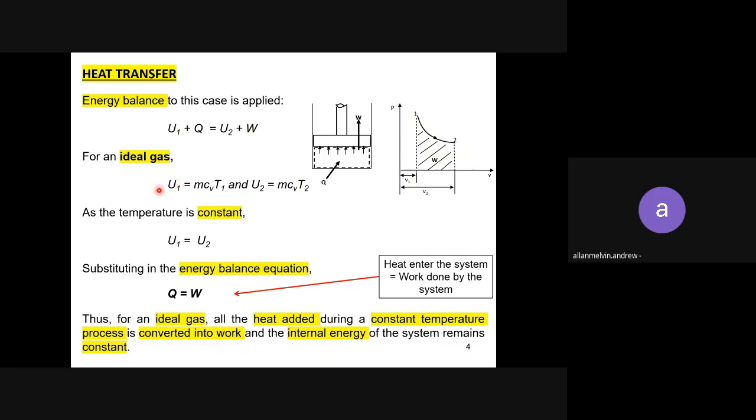Okay, so for ideal gas, this is the equation that we have studied in chapter part 1. U1 equals MCV T1, and U2 equals MCV T2. So this is the formula we got from the previous part. Okay, so the temperature is constant, so U1 equals U2. If you replace U1 equals U2, you can cancel it. U1 and U2 are the same, so you can cancel. Then left Q equals W.